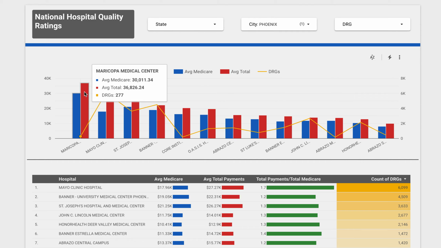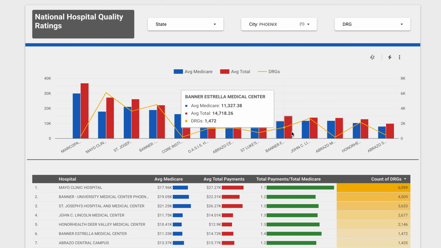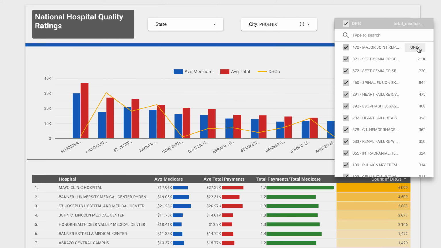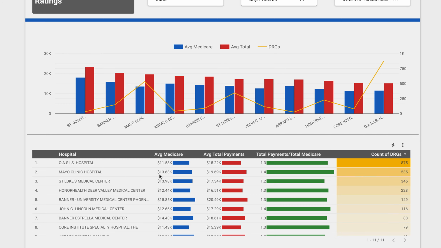You also see a DRG count. So at this Maricopa Medical Center, there are 277 DRGs represented in this group. And you can see a little bit further drilled down here. If we were going to look at one specific one, let's say joint replacement. You can see at Mayo Clinic, the average Medicare rate for these 535 DRGs is about $14,000. Average total payment across all insurance types is just south of $20,000. And then this number here is the ratio of the total to the Medicare.